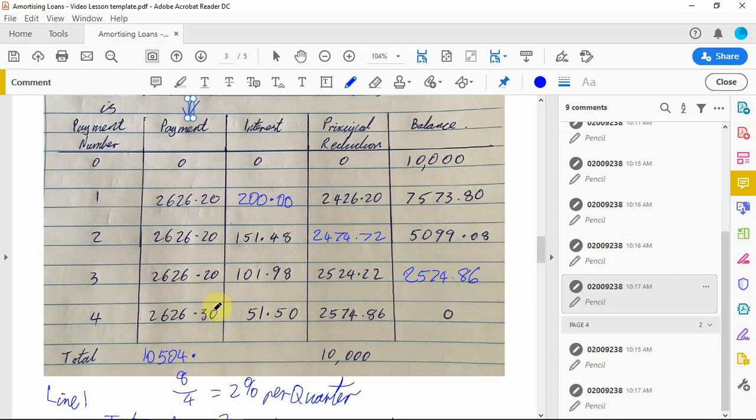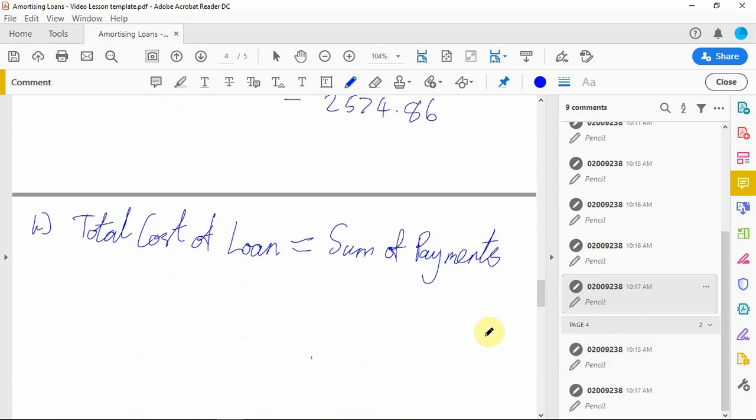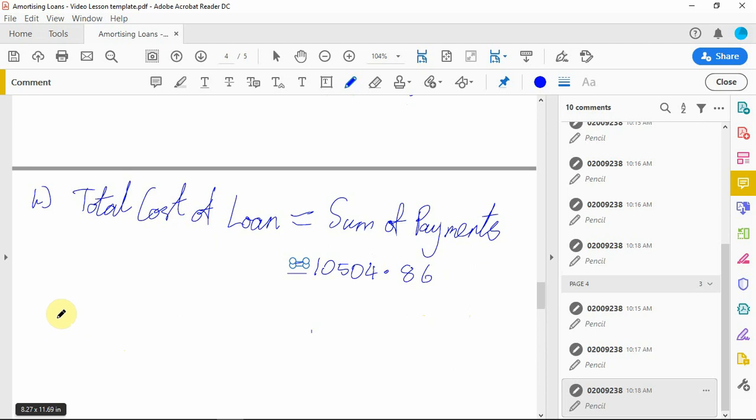$10,504.96. Oh yeah, sorry, there's a mistake here in this last one. That's got to be 36, not 30. So just make that adjustment, and 96. All right. So the total cost to us for our loan is the sum of those payments which we've just added up, and that is 10,504 and 96 cents.